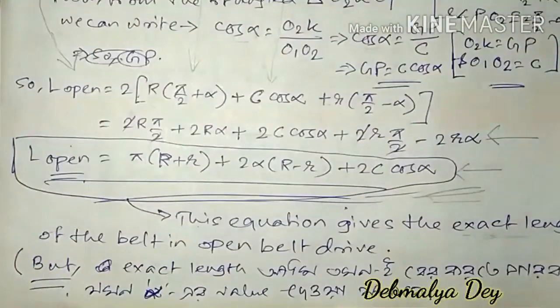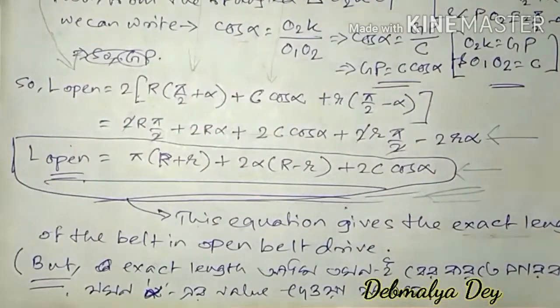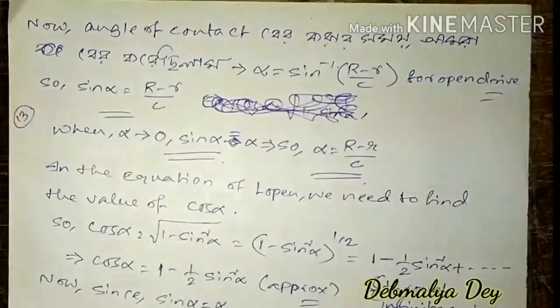Okay, now suppose in the question the value of alpha is not given, that means the value of the angle of contact is not mentioned in the question. So what will we do then? In that case we have to substitute the value of alpha in terms of the radius and the center distance. Okay, how will we do that?